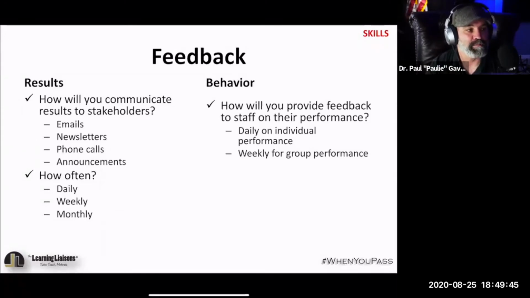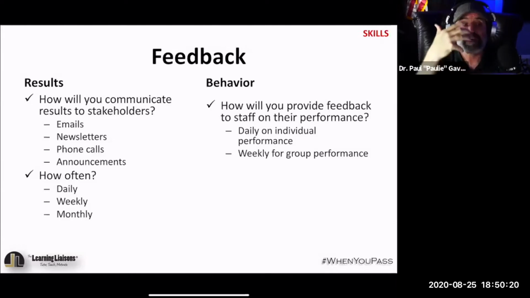Feedback based on the results. Here are different ways to give it. Emails, newsletter, phone calls, announcements. How often? And these are things that you need to know. Like, hey, I'm going to give it daily on this specific thing. I'm going to give it weekly or monthly. Remember, the more delayed the feedback, the less impact it has on performance. Think the GPS analogy. If you were in a city, you didn't know where you were going and you got lost and that GPS was only giving you feedback every 30 minutes, you wouldn't know where to go, right? When people are learning something new, the more they can get feedback, the more likely they're going to keep moving in the right direction.